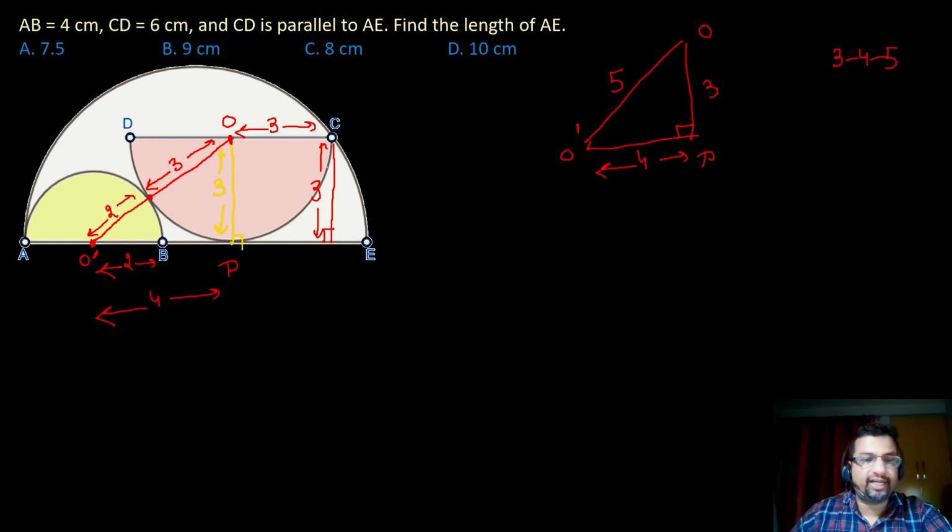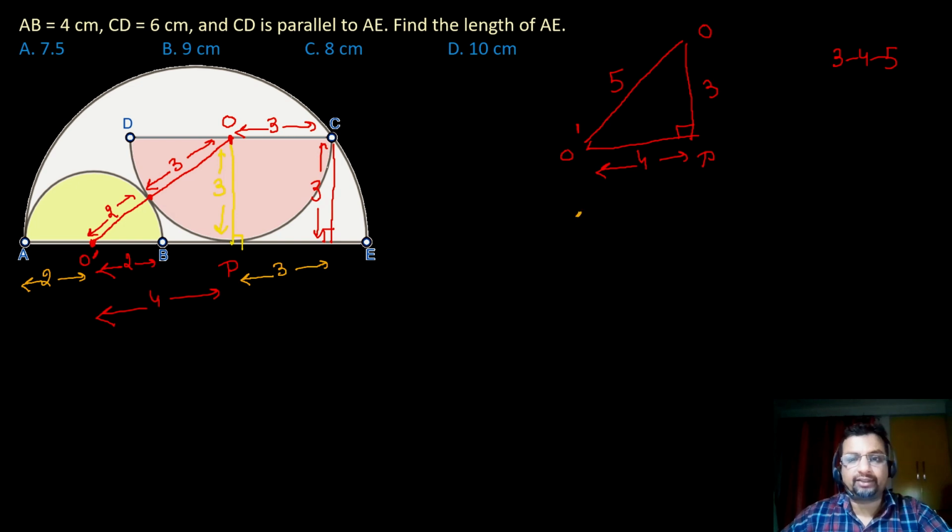And this already we know it is what? 2. This is given to us as 2. And can I say this one is 3? Why is this one 3? Because these are two perpendiculars. So the top 3 should be the bottom 3. It's a rectangle. So this must be 3 because OC is 3.